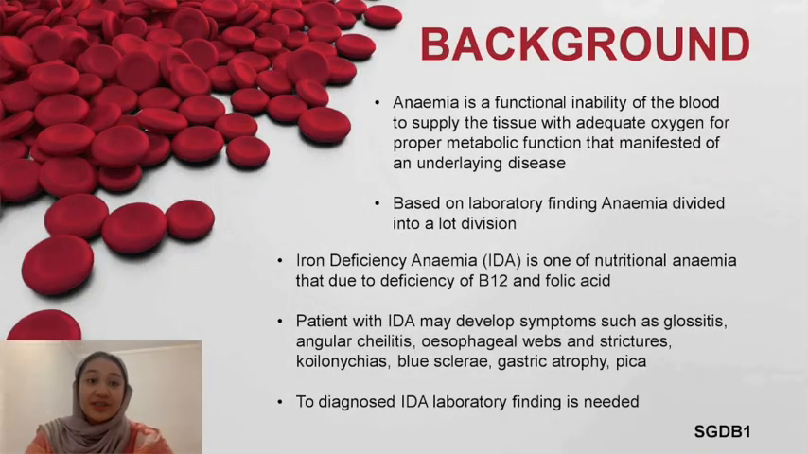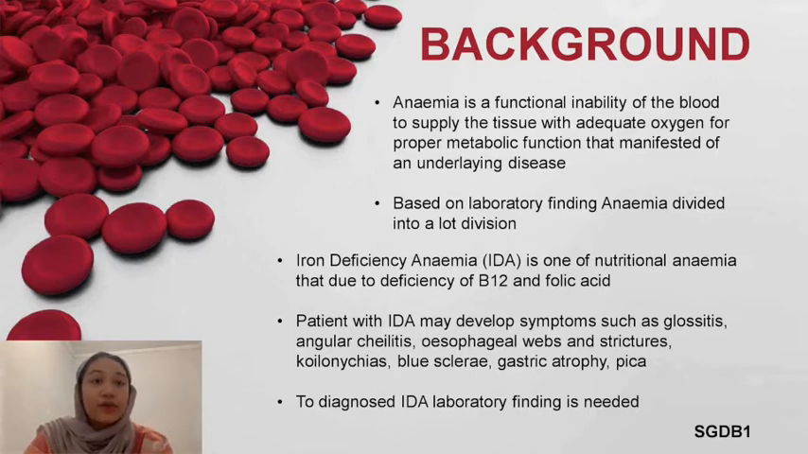Hello my friends, my name is Natsura Kawistu, student number 135. I would like to tell you the background of our student project. Anemia is a functional inability of the blood to supply enough oxygen to our body tissues. Anemia is basically a manifestation of an underlying disease. Based on laboratory findings, it is divided into many divisions. What we're going to talk about is iron deficiency anemia, or IDA.